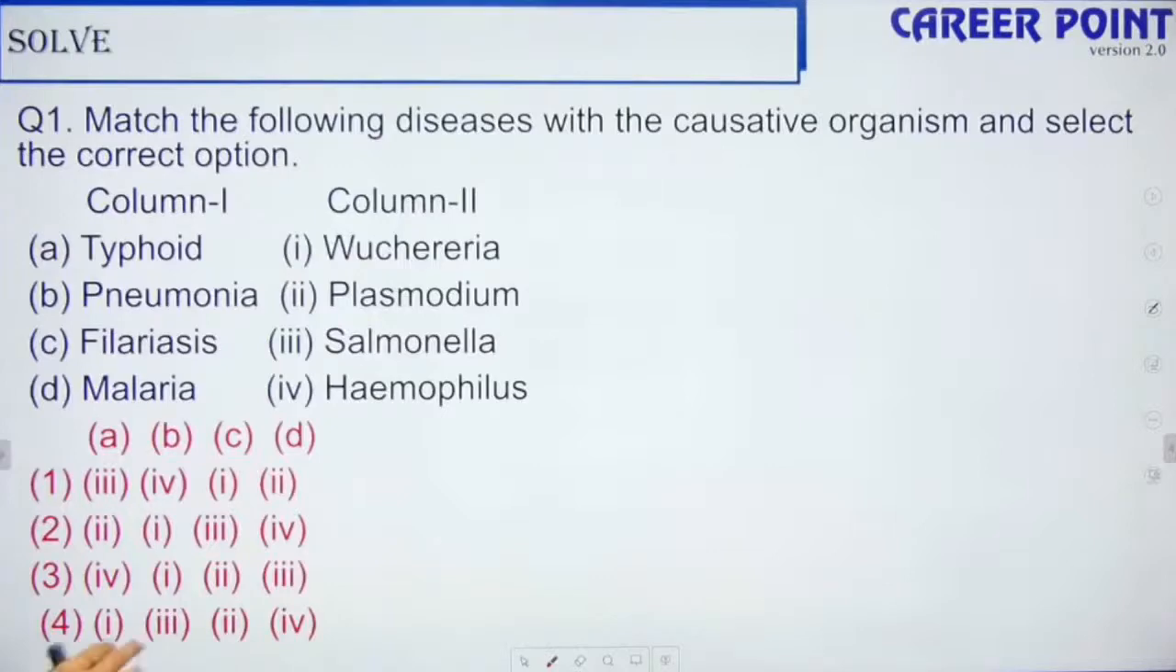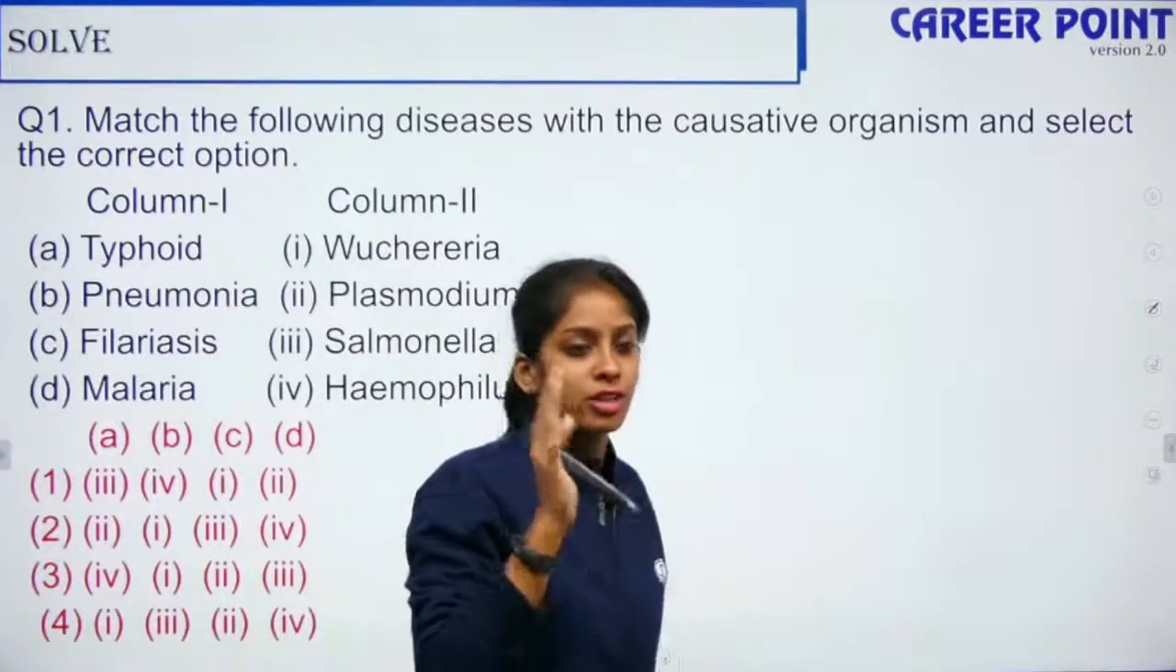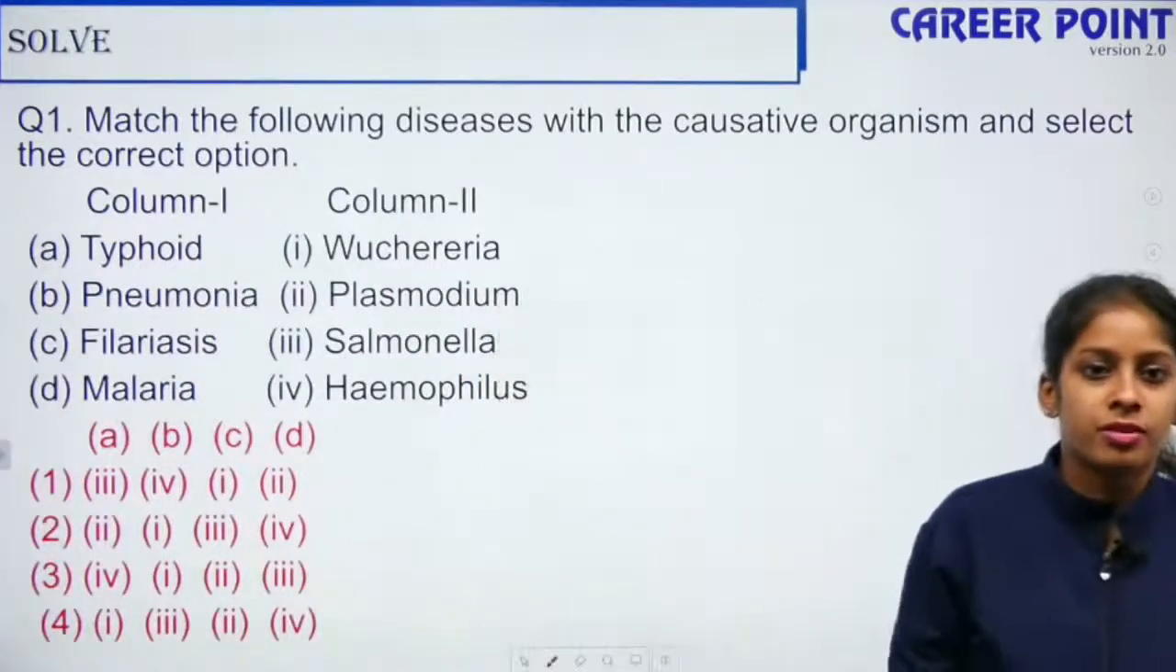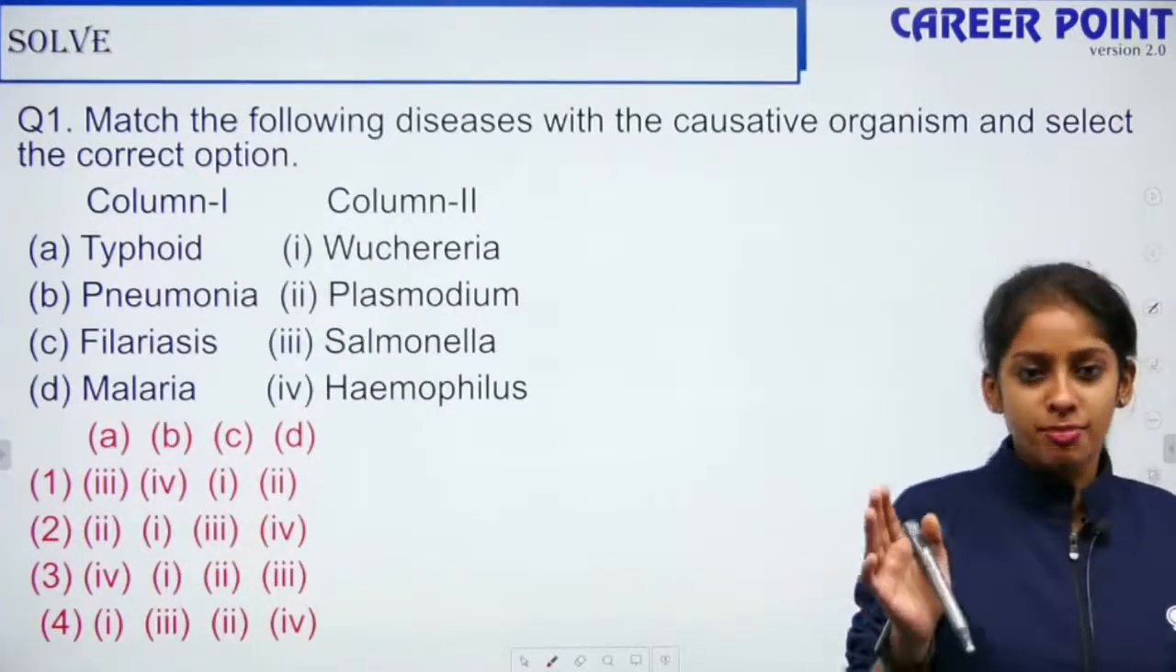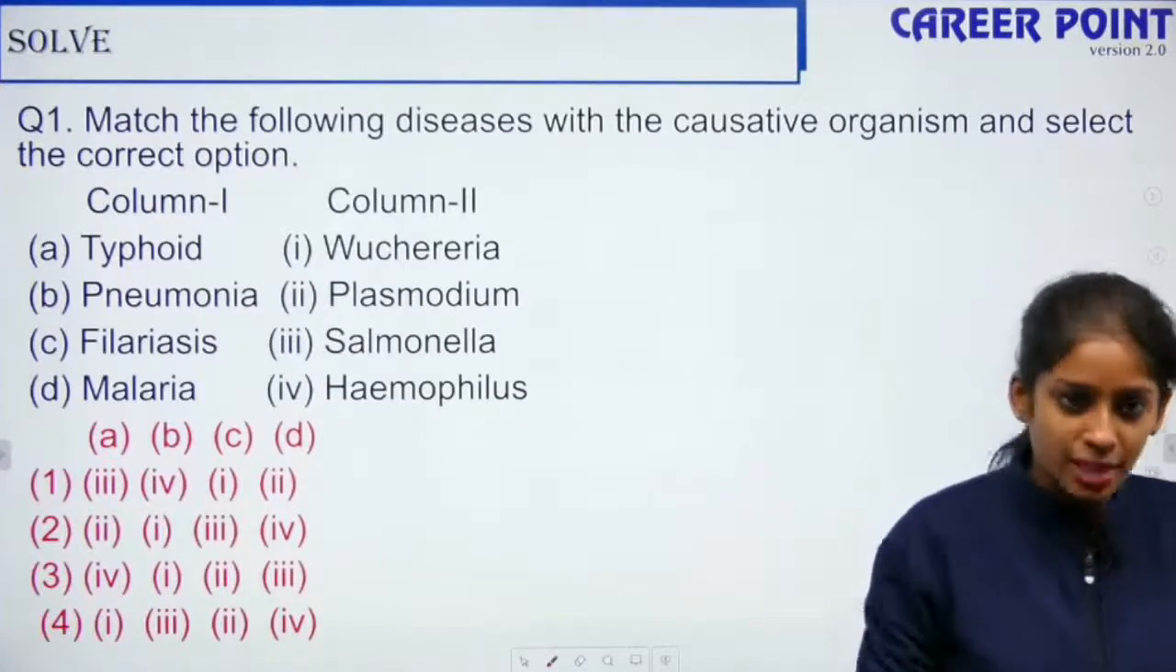Once I will have a Menti where I will only have match the following, okay? Yes, of course. So your NTA makes the question paper tough, but actually the NEET papers are pretty easy.